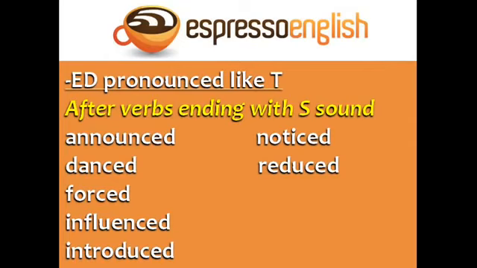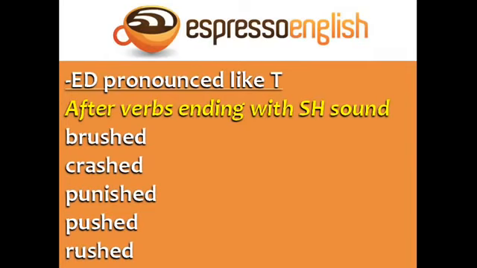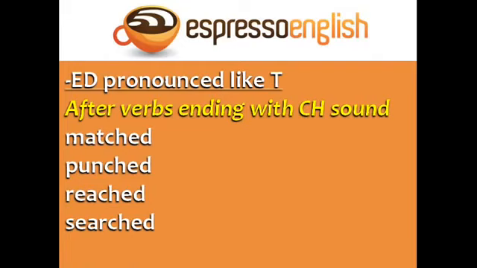Announced, danced, forced, influenced, introduced, noticed, reduced. ED is pronounced like T after verbs ending with an SH sound. Brushed, crashed, punished, pushed, rushed. And after verbs ending with a CH sound. Matched, punched, reached, searched.